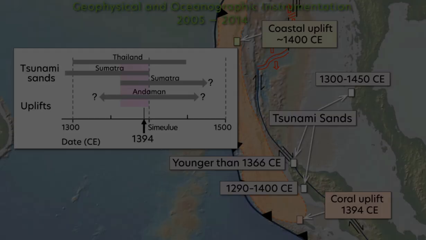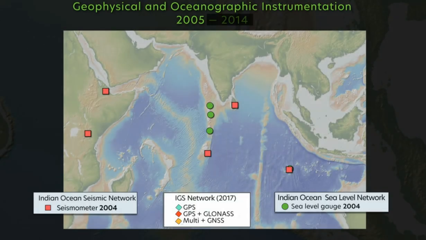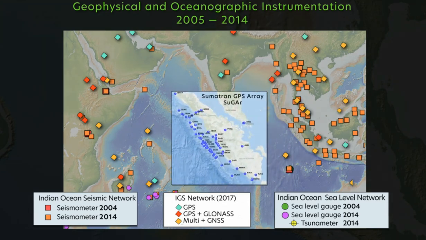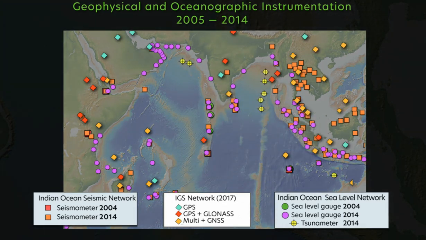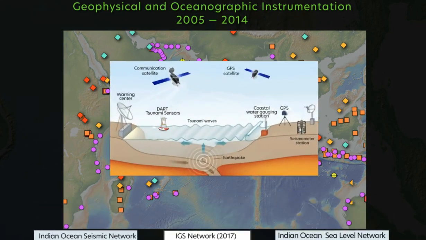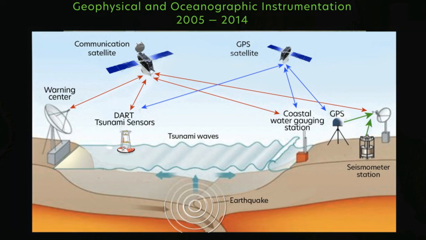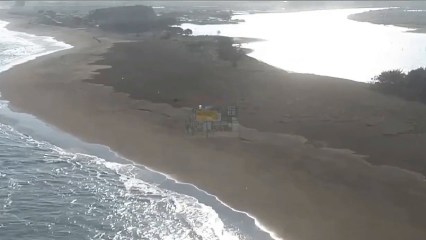With increased numbers of broadband seismometers and GPS stations around the Indian Ocean, and installation of tsunameters to measure resulting tsunamis, the elements of a tsunami warning system are now in place. In principle, warnings of tsunamis generated by subduction zone megathrust earthquakes can be issued within minutes of earthquake initiation. Even for areas near the earthquakes, 15 to 30 precious minutes of warning can be issued.